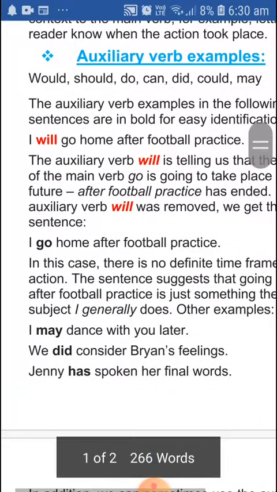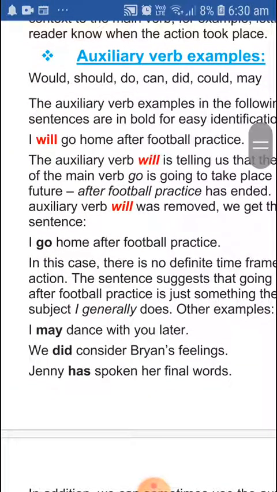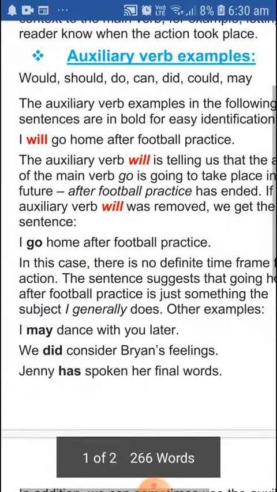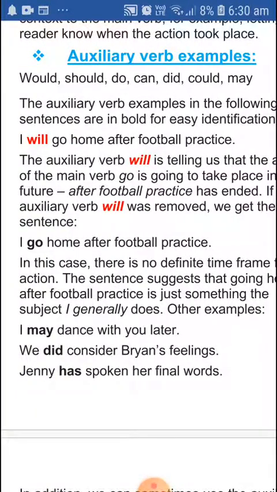Now, in this case, there is no definite time frame for the action. So, the action suggests that it is going to take place. The football practice is going to take place.